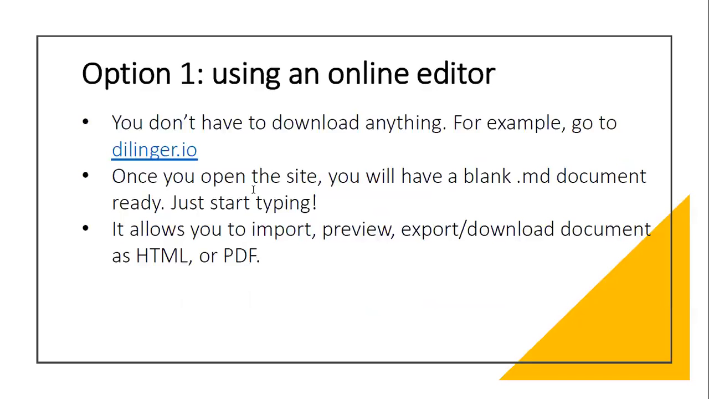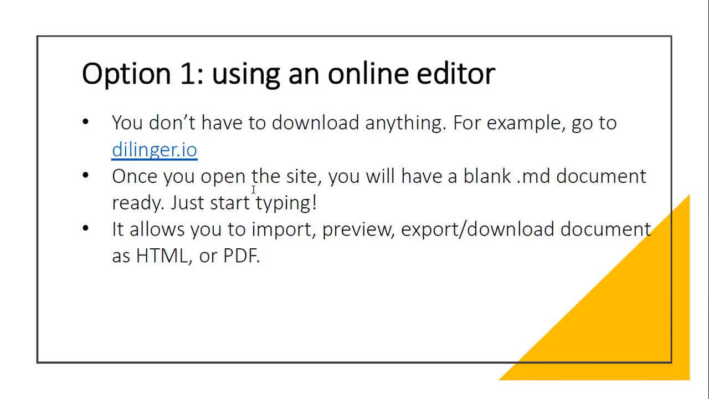So option 1, which I talked about, is using the Dillinger online Markdown editor. So you don't have to download anything. You just go to dillinger.io, and this will take you to the online editor to create your report. Once you open the website, you have a blank .md document ready. Every file you write in Markdown is saved as a .md file, that is, .markdown.